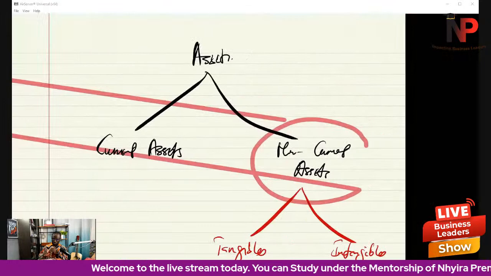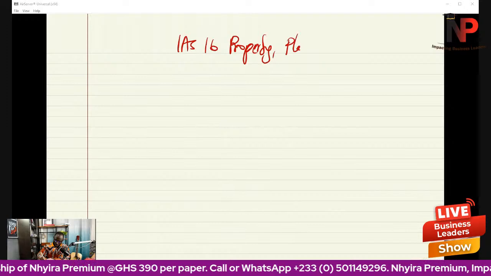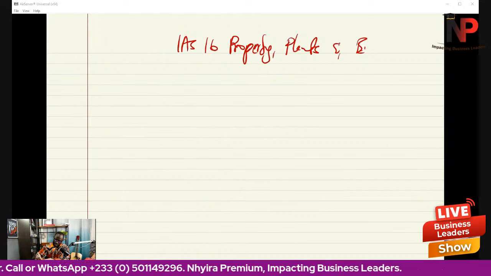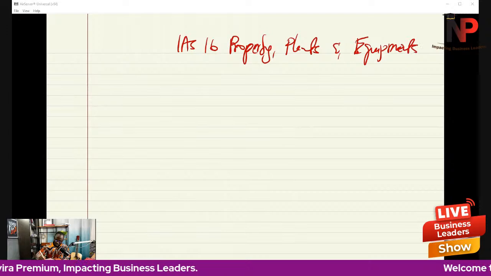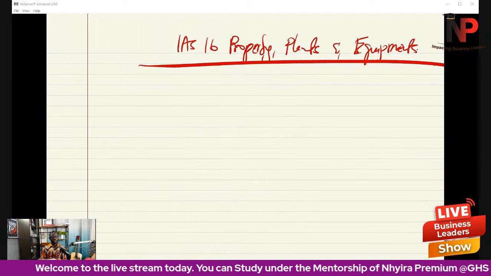So IAS 16, property, plants, and equipment. So what is property, plants, and equipment?